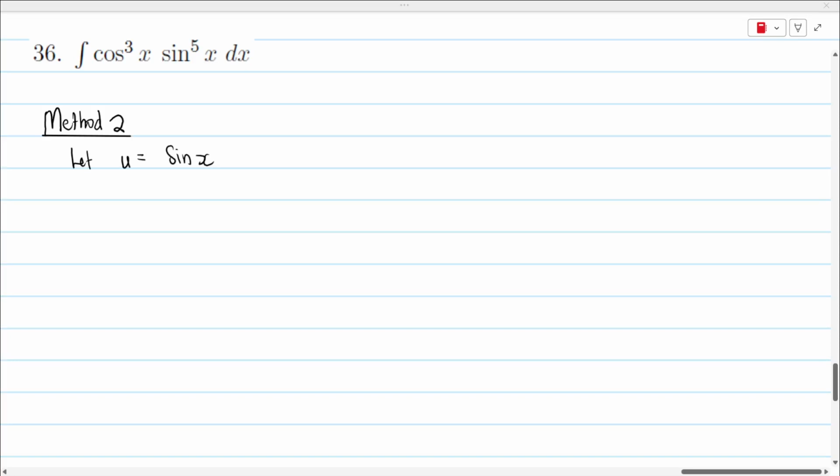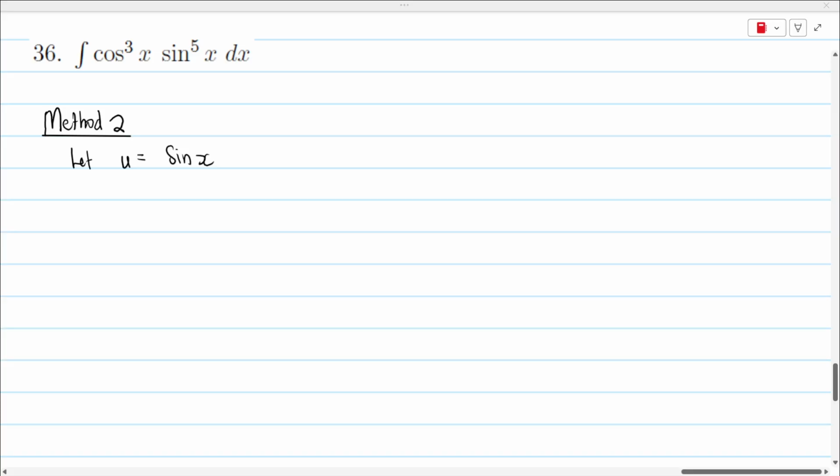Problem 36, method 2. I'm supposed to evaluate the indefinite integral of cos 3x sine 5x dx. I've already evaluated it by letting u be equal to cos x. Now I want to check my answer by letting u be equal to sine x.